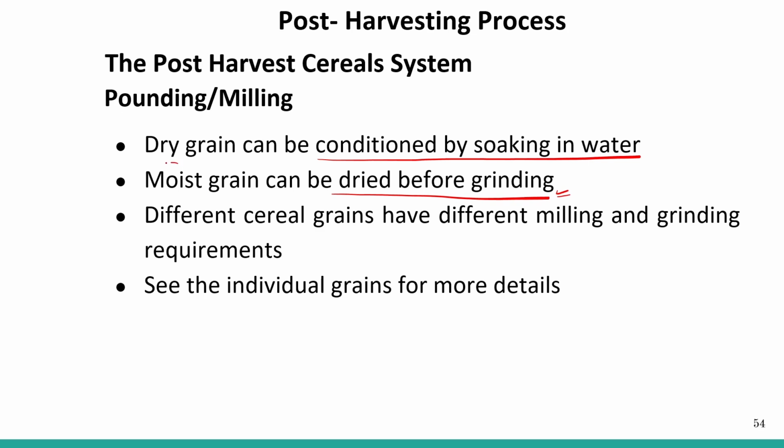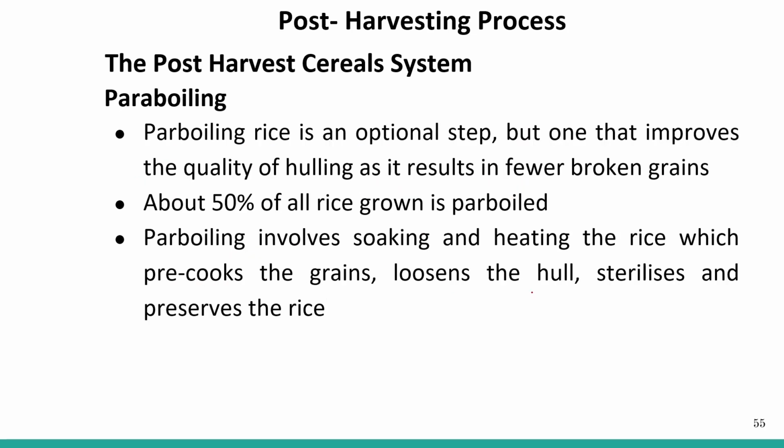Dry grain can be conditioned by soaking in water, and moist grain can be dried before grinding. So the seed that is moist should be dried before grinding. In the case of wheat flour, we wash the wheat, make it totally dry, and then it goes for grinding. Dry grain can be conditioned by soaking in water, and sometimes there are many grains that are so dry that they need to be moistened before making flour. So the different cereal grains have different milling and grinding requirements. See the individual grain for more details.